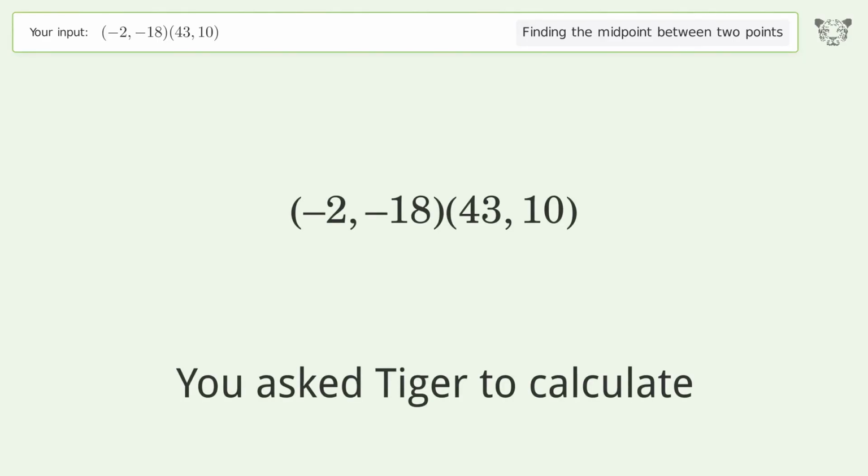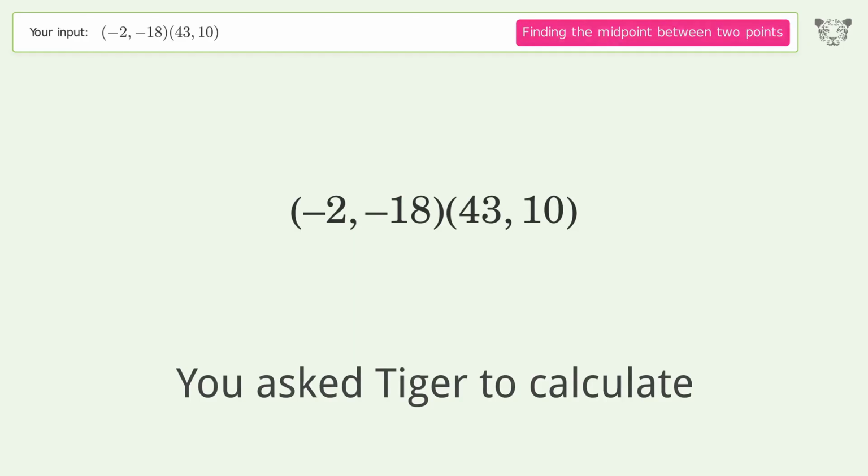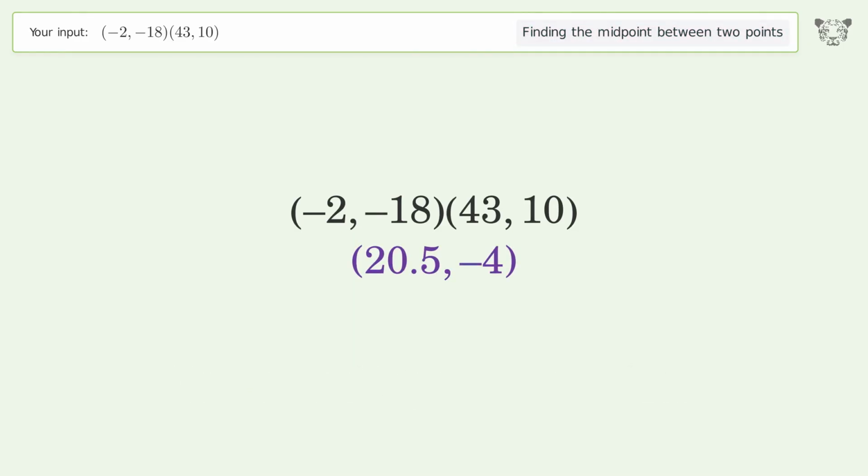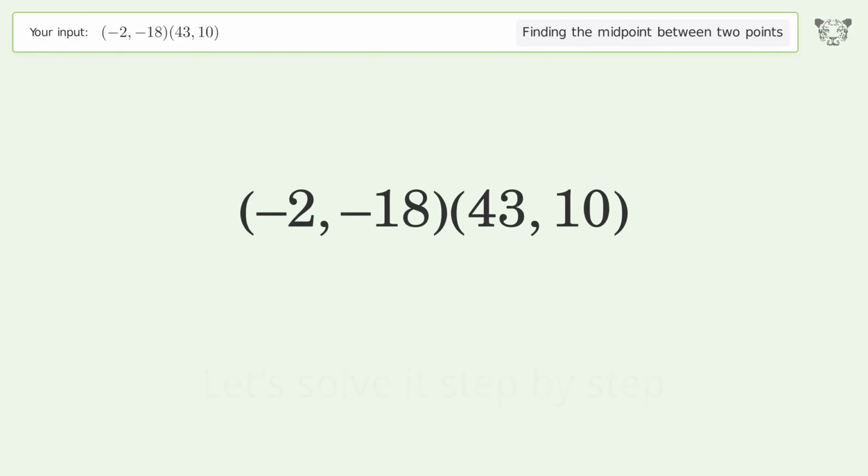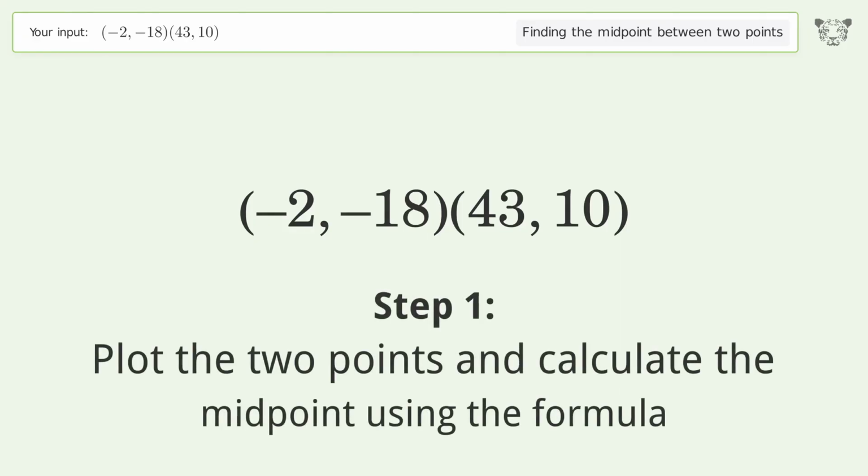You ask Tiger to calculate. This deals with finding the midpoint between 2 points. The midpoint between the 2 points is 20.5, -4. Let's solve it step by step. Plot the 2 points and calculate the midpoint using the formula.